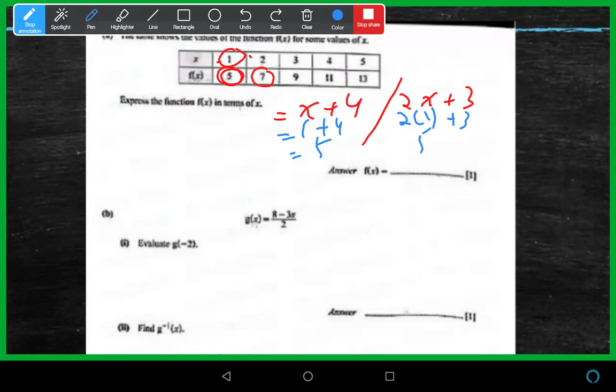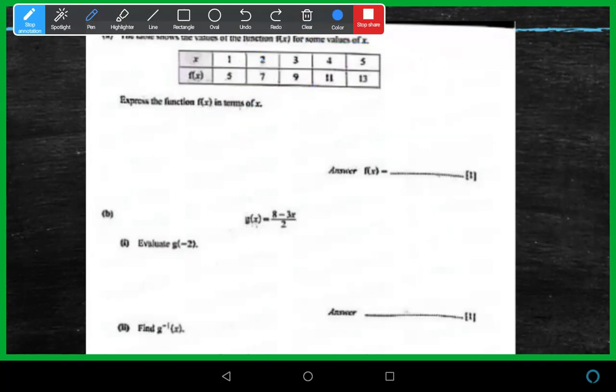So I have to check the second value as well. When I put 2 in this first equation, it will become 6. When I put 2 in this equation, it will become 7. So this means that the equation of this function is 2x plus 3. When the input is 1, the output will be 5. When the input is 2, the output will be 7. When the input is 3, the output will be 9. You can check all the values. Don't rely on just one value. If all the values are correct when you input them, this means this is the function of this table.